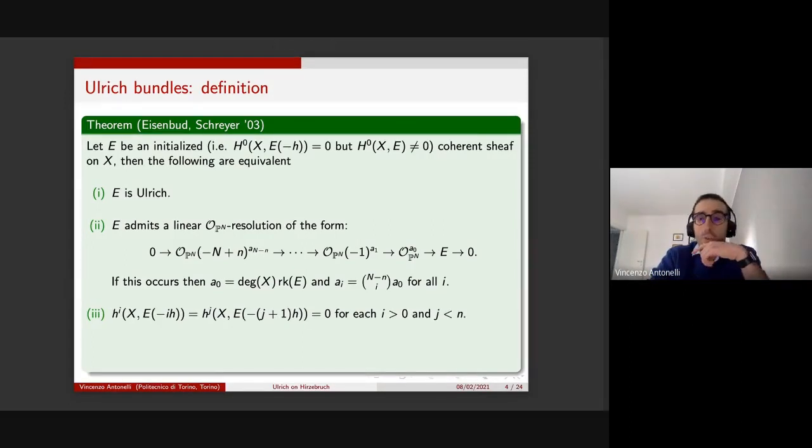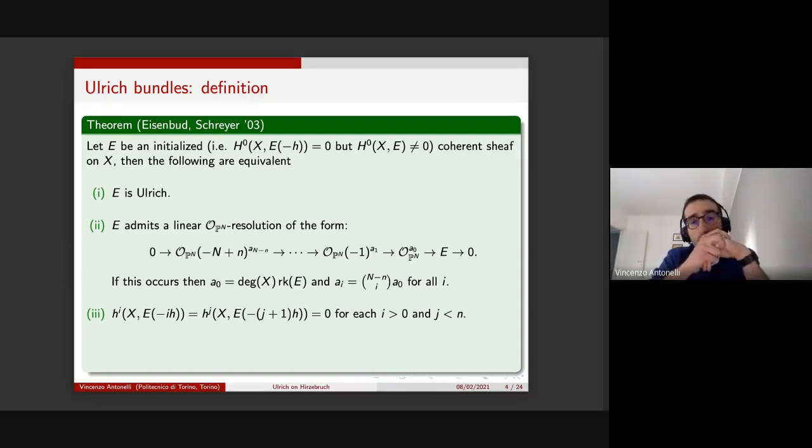The third condition, which is really useful and will be the one that we will use to check whether a vector bundle is Ulrich or not, is just given by certain vanishing in cohomology. So the thing that I want to say is that if you have a variety of dimension n, you need 2n vanishings to obtain an Ulrich bundle. So in case of surfaces, we just need 4 vanishings.